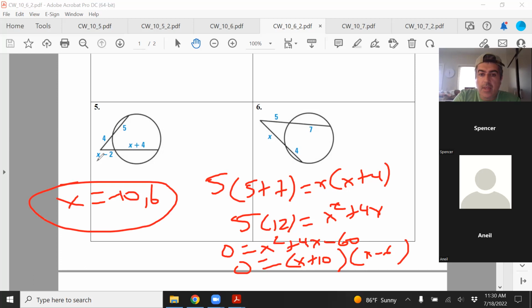Negative 10 or 6. But you're not going to go with a negative number because that's kind of weird. So we're just going to stick with 6 then. And just to be sure, 5 times 12 equals 6 times 10. It sure does. We get 60 equals 60.